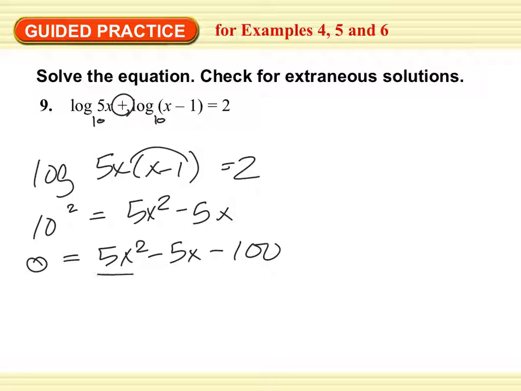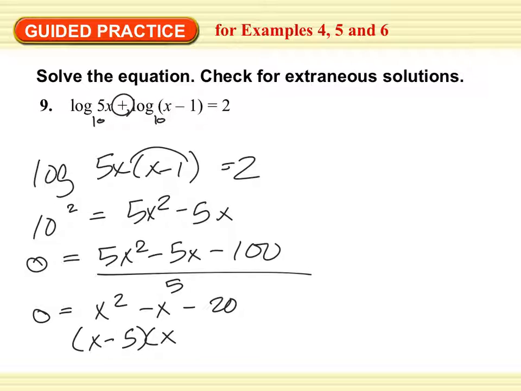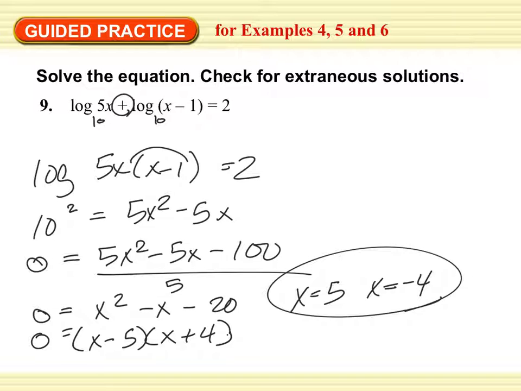I can divide everything by 5, which makes my math a little bit easier. x squared minus x minus 20. Okay, this factors into (x minus 5)(x plus 4). Therefore, x equals 5 and x equals negative 4. One of these is extraneous, so we need to check it. Okay, next slide.